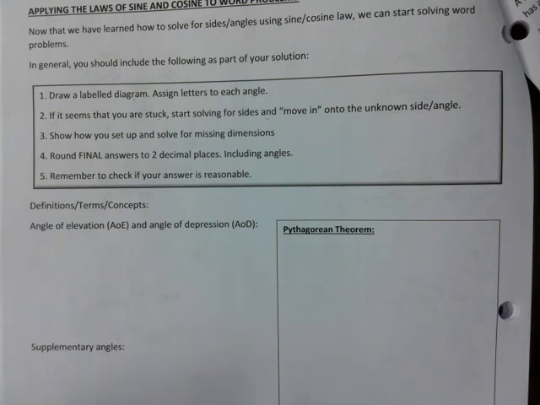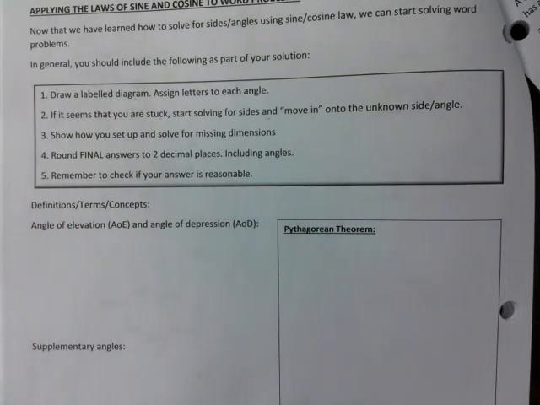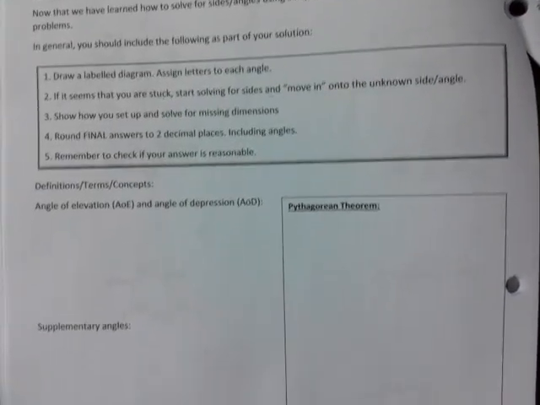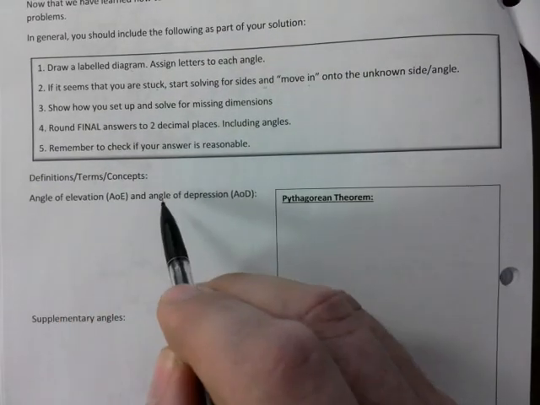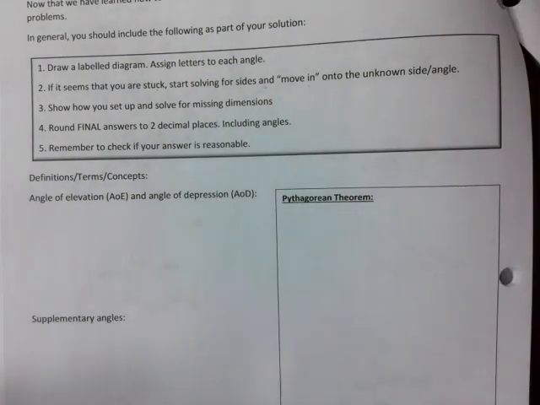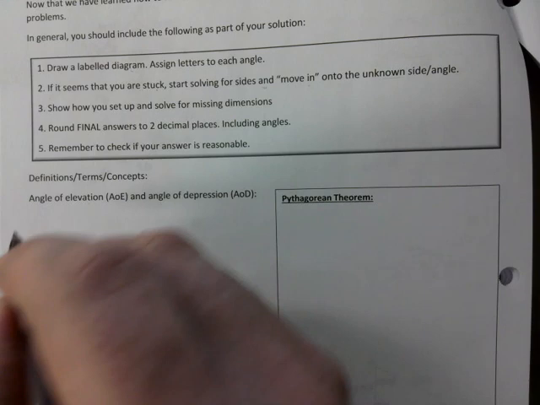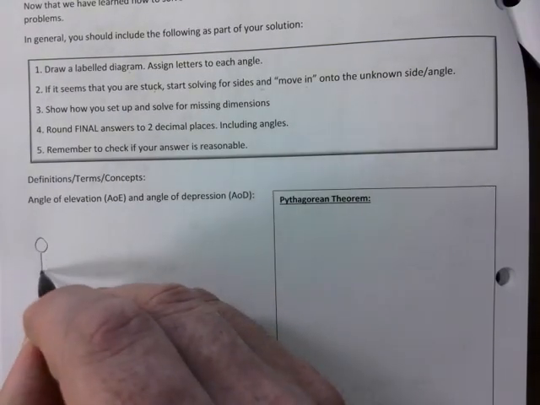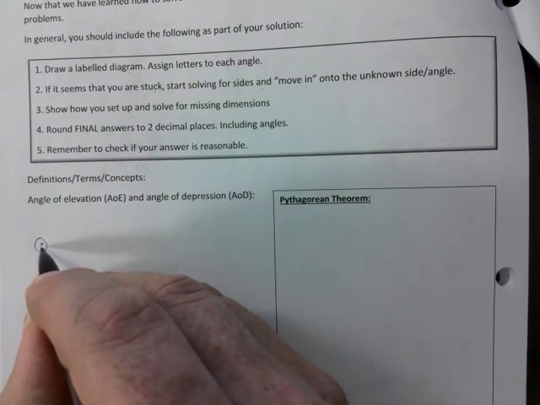Does that make sense? Okay, so some definitions and terms that you will need would be angle of elevation and angle of depression. Your teacher should have talked about that in the past, right? So I will just give you the shortcut version. So this is a person, A, right?